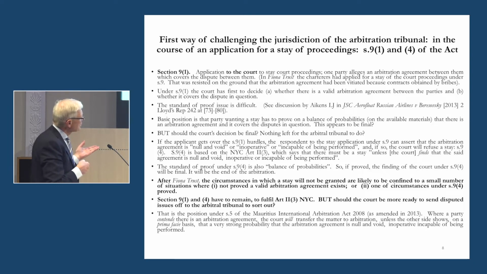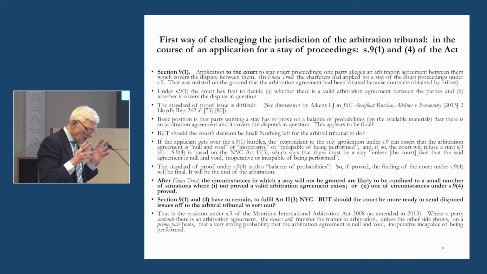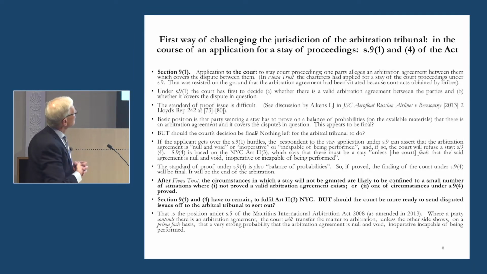And I point to the Mauritius International Arbitration Act 2008, which was amended in 2013, where the wording is different. Where a party contends that there's an arbitration agreement, the court will transfer the matter to arbitration unless the other side shows on a prima facie basis that there is a very strong probability that the arbitration agreement is null and void, inoperative, incapable of being performed. So the thrust is that the court is only making provisional decisions and it's left to the arbitral tribunal to find out, thereby upholding the principle of competence-competence. So that's a suggestion there for Section 9 to be altered.